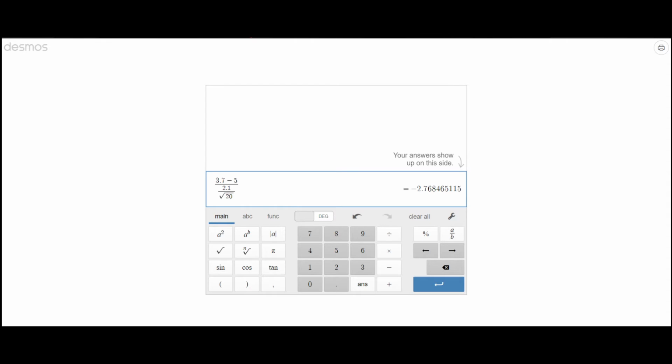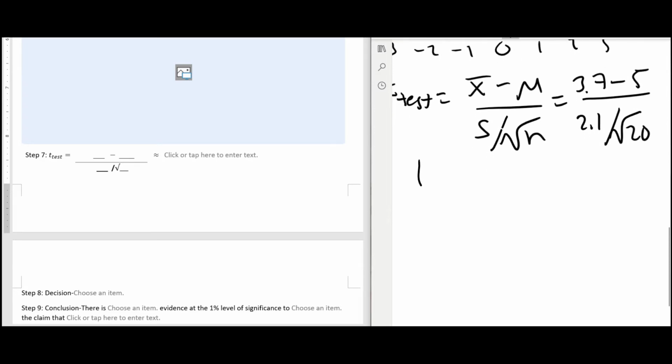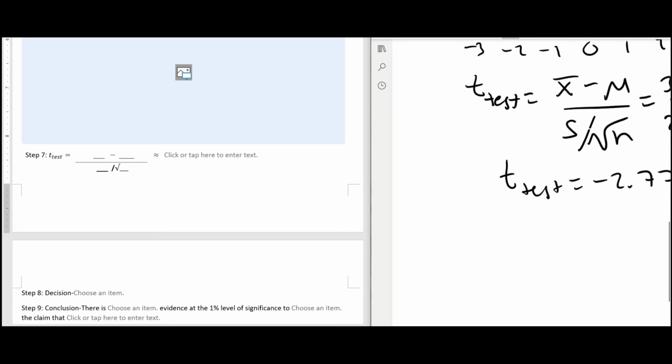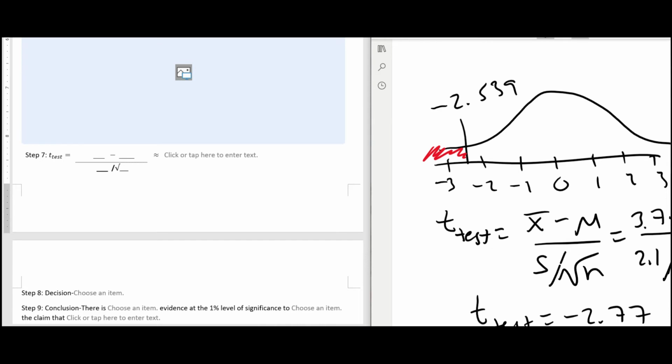It's really awesome. So now we're going to go ahead and round this. So negative 2.77. Okay, so we're going to bump it up. So negative 2.77 is my t-test. So if we label that on our graph, well then clearly we're right here. So that means we're in our red region. Red means rejection. So we're in our rejection region here. So that means we're going to reject the null hypothesis.